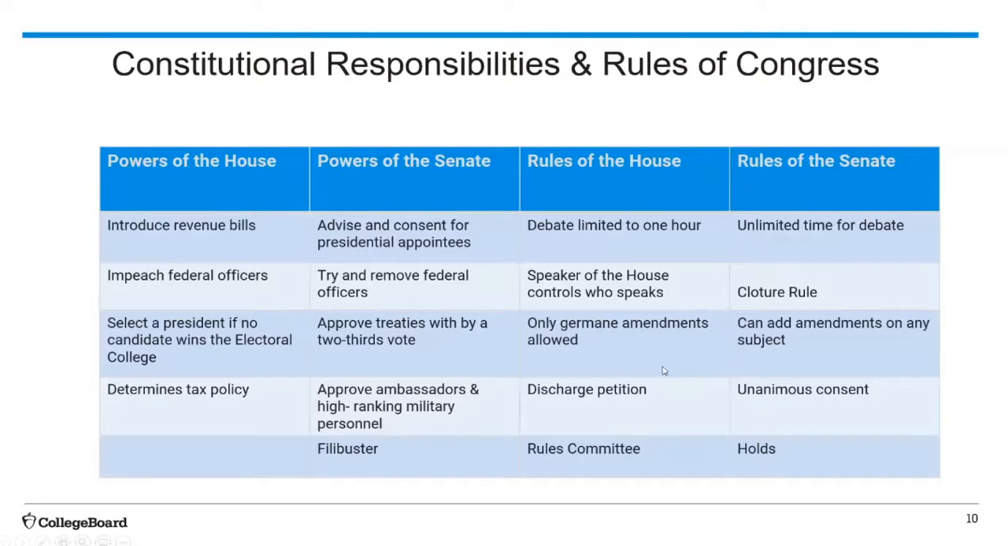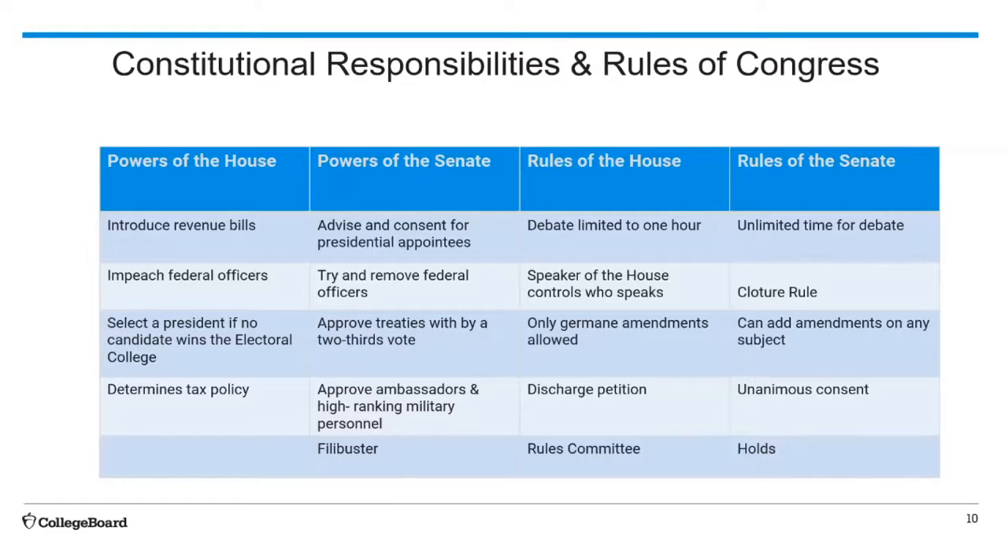Another thing that is important to note as a difference is that in the House you can only add amendments that have something to do with the topic at hand, that is germane, whereas in the Senate you can add amendments on any subject, no matter what is being dealt with at hand.